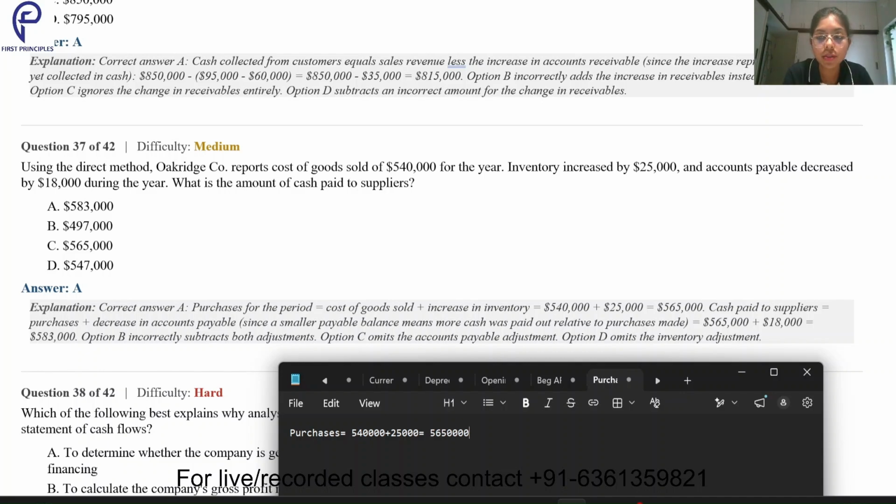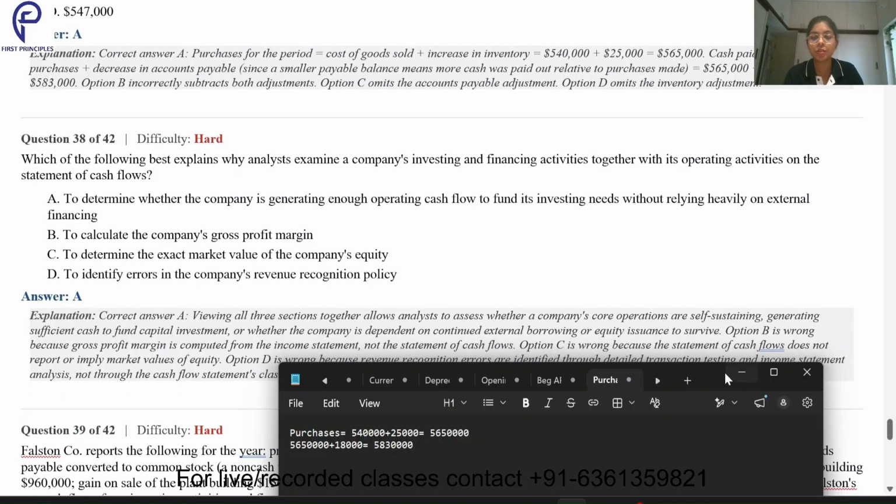Okay, then coming to the cash paid to the suppliers. So cash paid to the suppliers will be my purchases plus the decrease in accounts payable, because that much cash we would have paid. So 5,65,000 plus what is my decrease in accounts payable? 18,000. So that should come as 5,83,000. This is also a question of pure logic, using your common sense. How much cash did we pay to the suppliers? Very simple. What are the total purchases and what is the decrease in my accounts payable? My decrease in accounts payable denotes the amount of money we actually paid out as cash to my suppliers. Moving on to the next question.